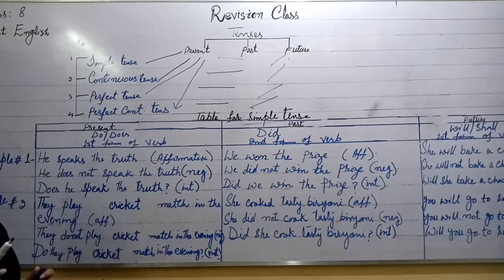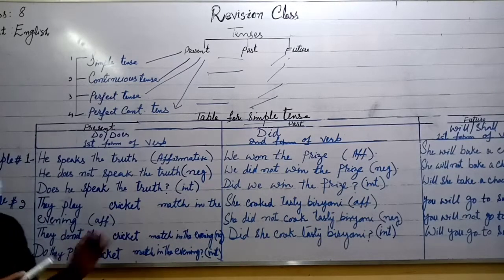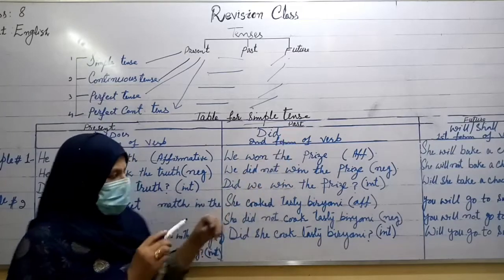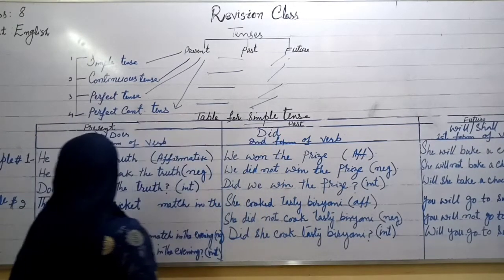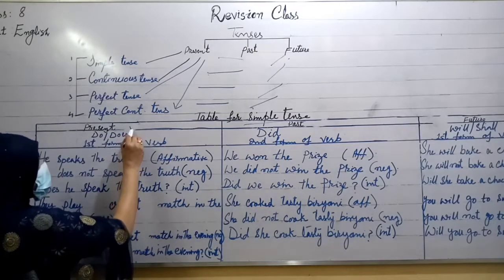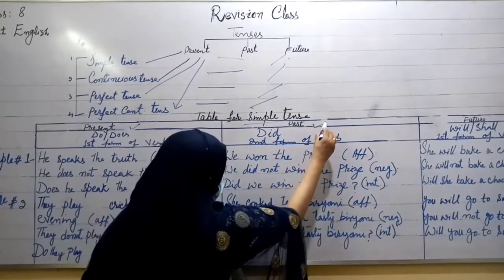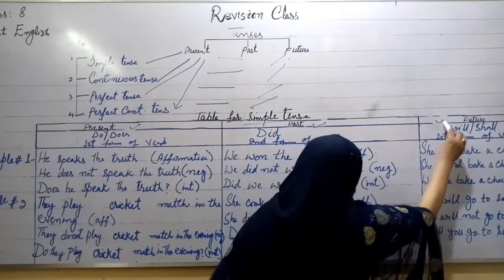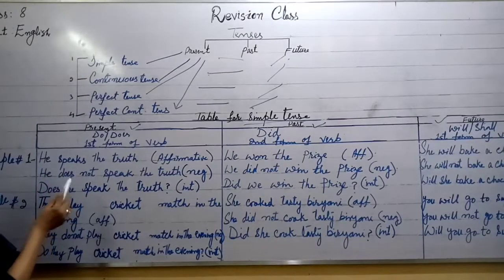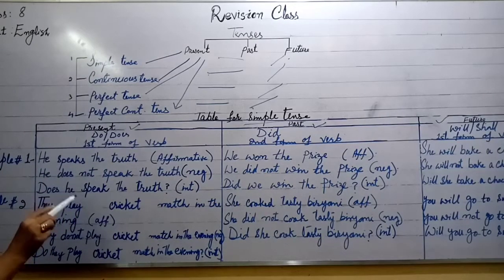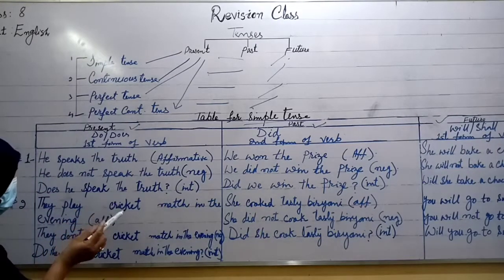In today's class, I will teach you simple tense. You can look here at the table for simple tense. That is present simple tense, past simple tense and future simple tense. I will teach you how you will form the present simple tense, past simple tense and future simple tense.